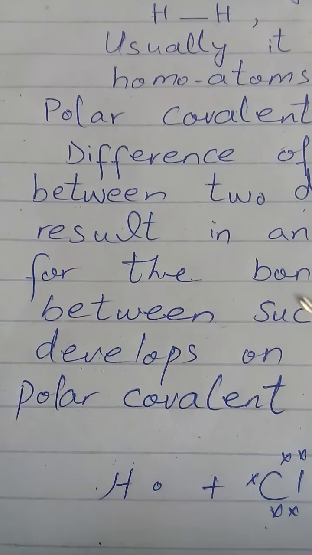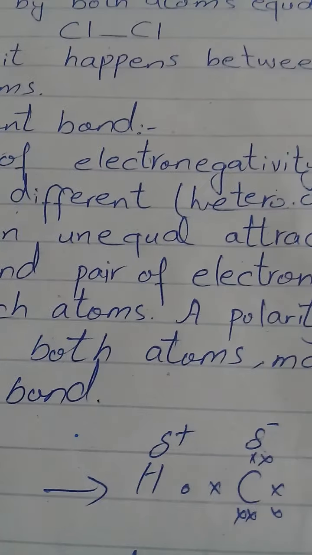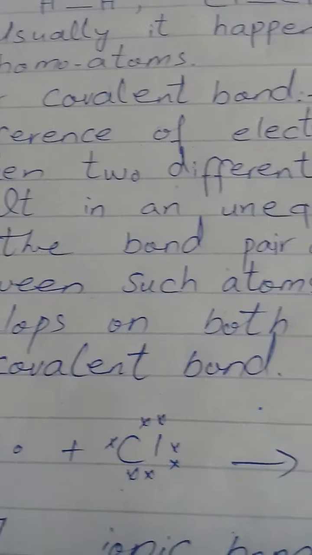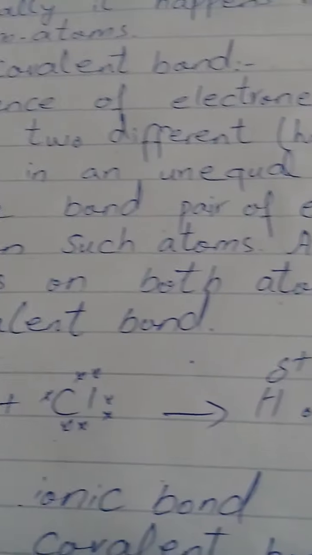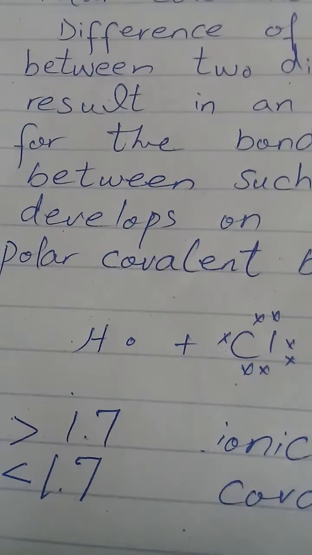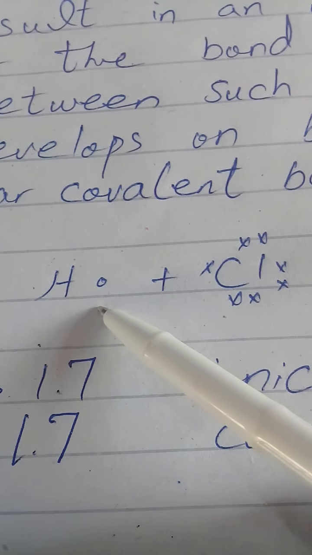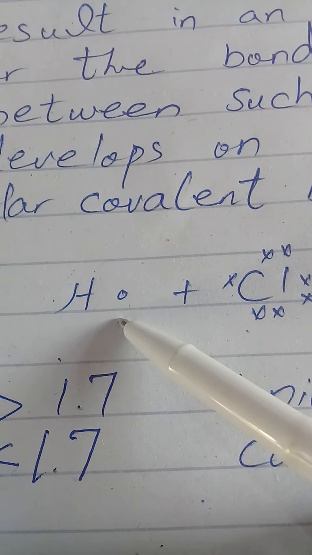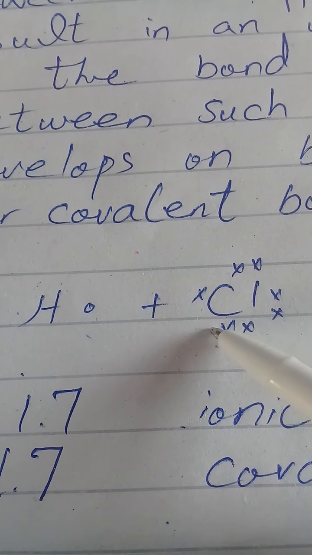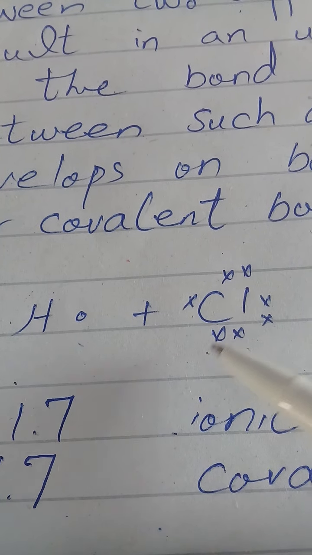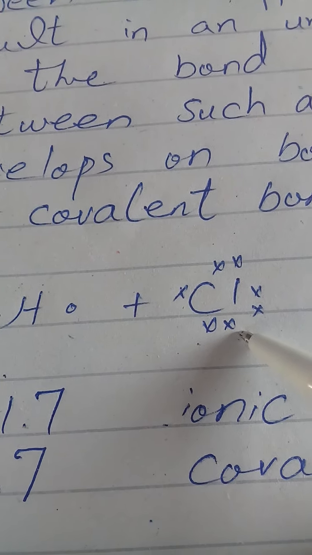Due to this difference of electron activity, there is an unequal attraction of the bond pair of electrons between two such atoms. A polarity develops on both atoms, making the polar covalent bond. As you can have an idea from this example, hydrogen has much less electron activity, and chlorine has more electron activity as compared to hydrogen. Actually there is a difference of 0.9. The difference of electron activity between hydrogen and chlorine is 0.9.